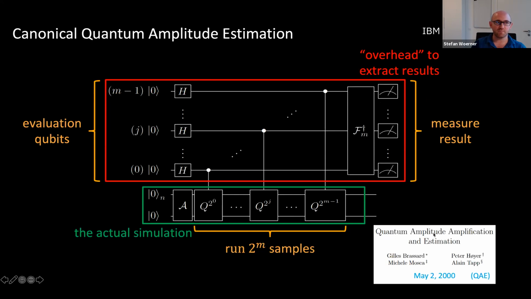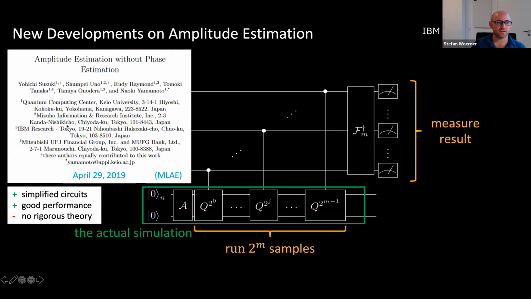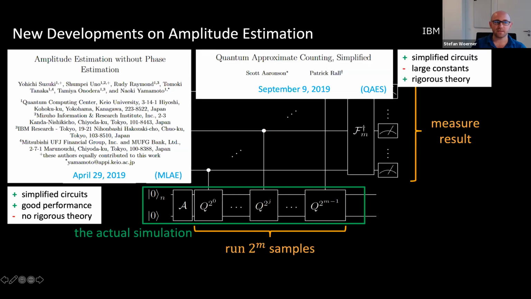Now, there was quite some development here in the last year. First, there was an algorithm by our colleagues in Tokyo who could show that you can actually drop this red part and only focus on the green box. So you can simplify the circuits. This algorithm still achieves a very good performance, but we didn't have a rigorous proof yet about the error bound, actually. Then a bit later in this last year, there was another paper which again could show how to simplify the circuits, and they had a rigorous theory, but this involves large constants. So this is actually, from a theoretical point of view, a very interesting contribution, but not practical yet.